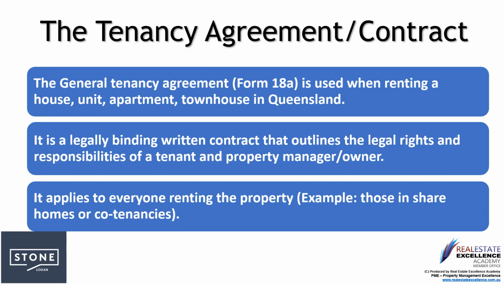The Form 18A is a legally binding contract between yourself and the property owner. Our agency manages the property on behalf of the lessor. The General Tenancy Agreement is used when renting a house, unit, apartment or townhouse in Queensland. And as stated, it's a legally binding written contract, and it outlines the legal rights and responsibilities of a tenant and the property owner, and our agency on behalf of the owner.